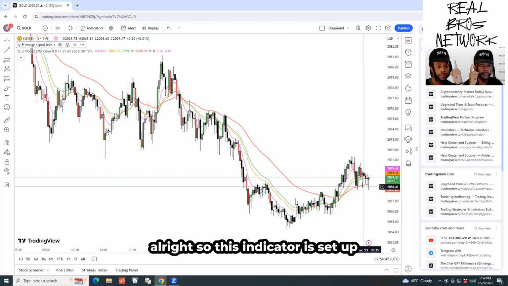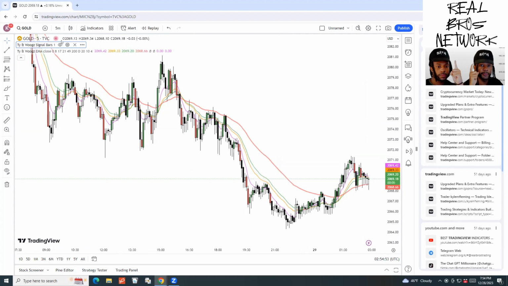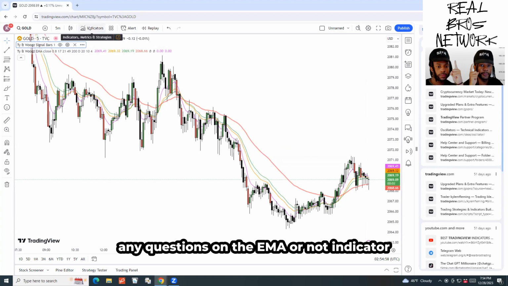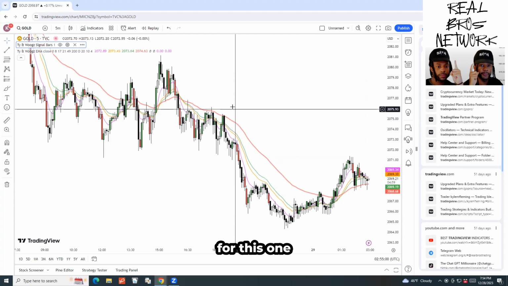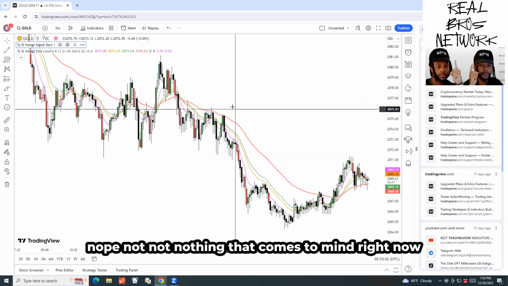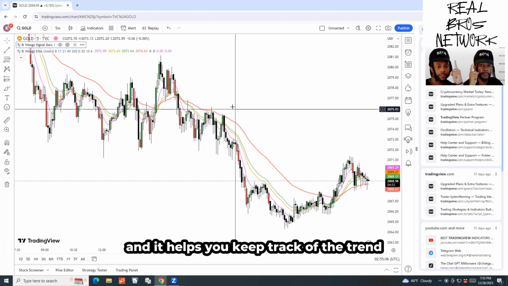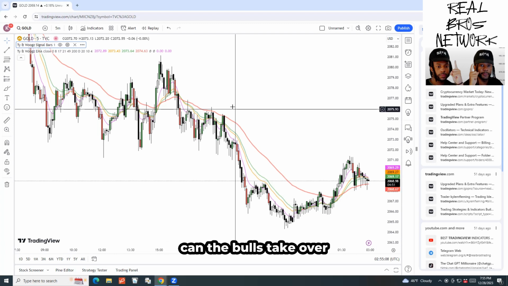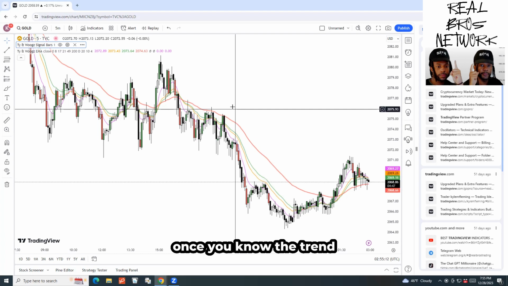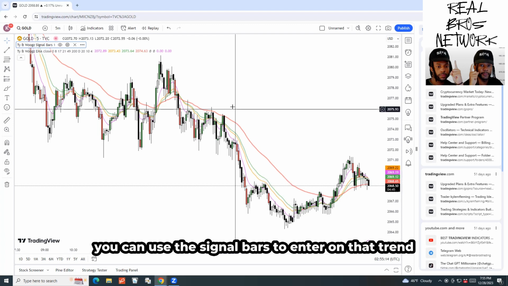All right, so this indicator is set up. Now we need to go to the next indicator. So go back to your indicators. So that's the EMA. Are there any questions on the EMA indicator? Not nothing that comes to mind right now. It's just trend tracking. It helps you keep track of the trend, and what price is able to do with it is, can the bulls take over or the bears take over? Once you know the trend, you can use the signal bars to enter on that trend.